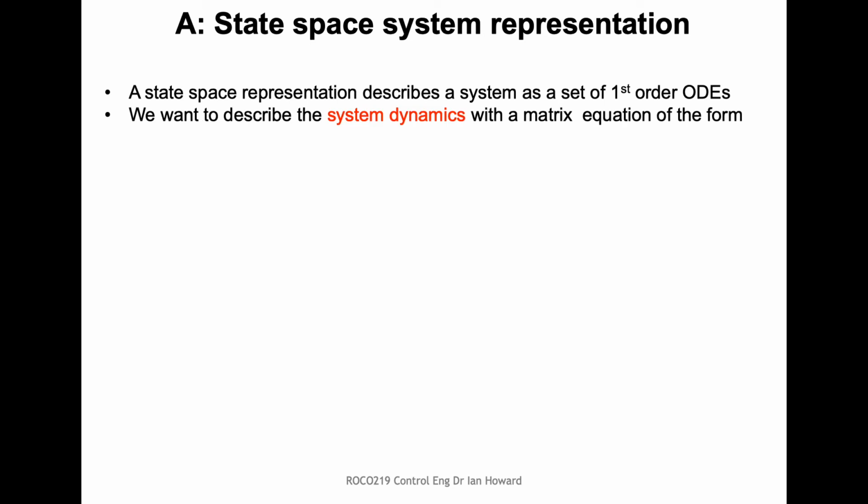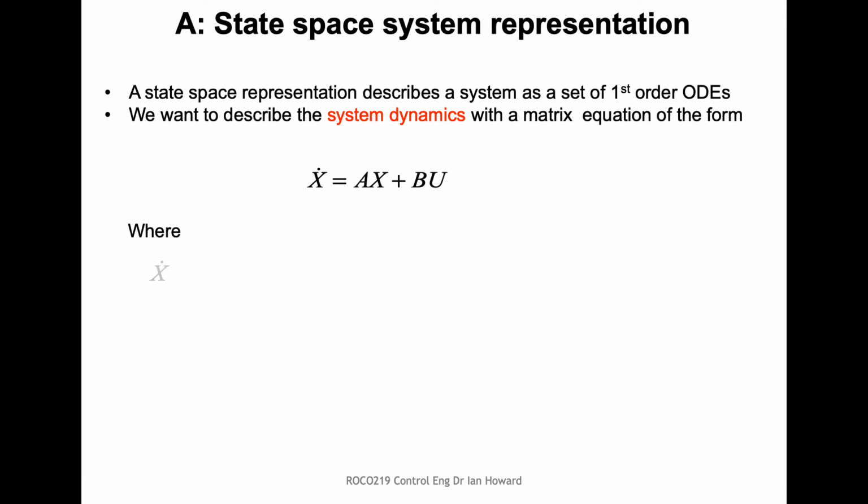A state space model is a collection of first order ordinary differential equations which describes a system which can have high order overall, but we build it up from a row of separate first order equations. So we have x dot equals Ax plus Bu. So what are the terms here?